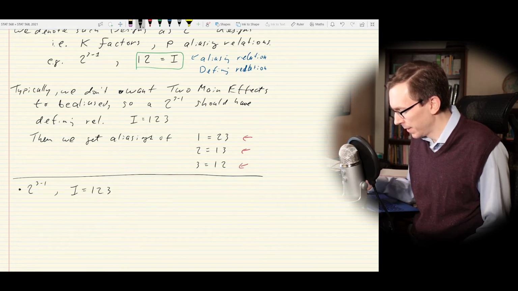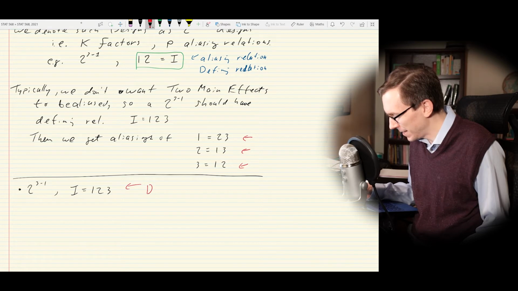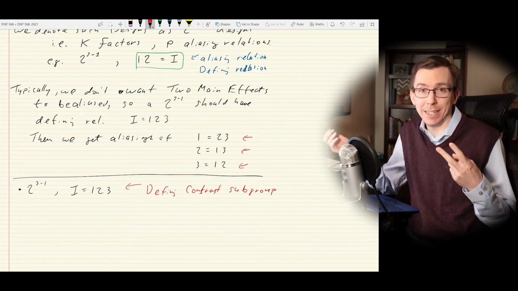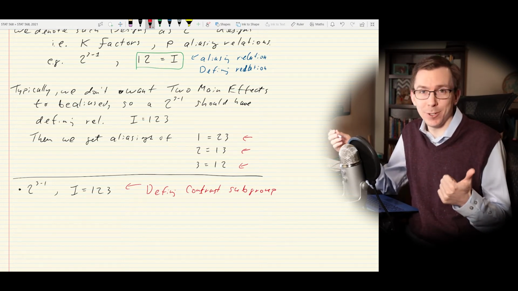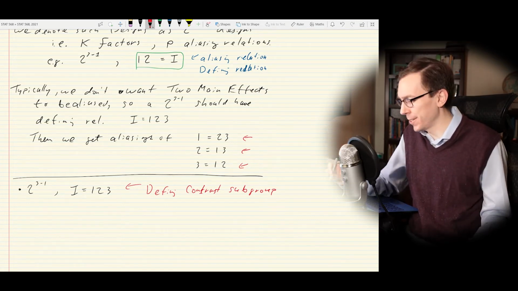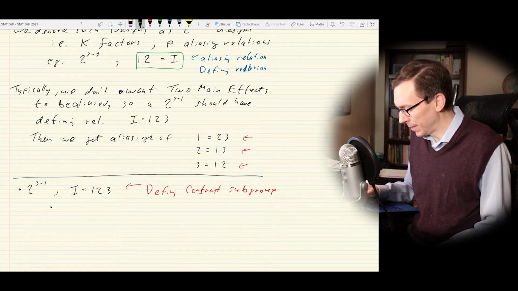this is a group. It's called the defining contrast subgroup. This is a very boring subgroup. It just has 2 elements in it. It has the identity, because the identity is always there, and it has the element 1, 2, 3, which is its own inverse. Remember, in group theory, we need to be able to multiply elements in our group together, and we should get another element in our group.